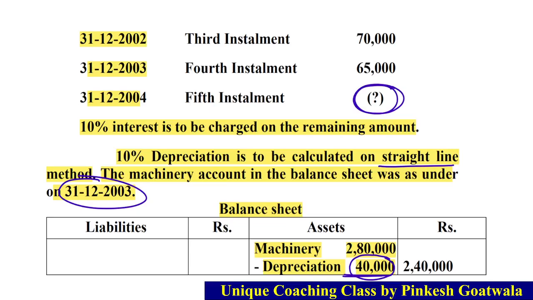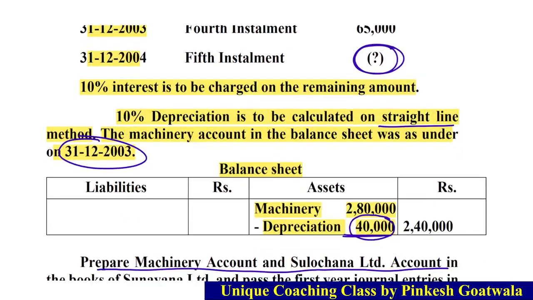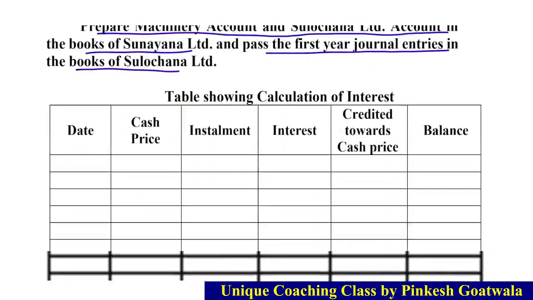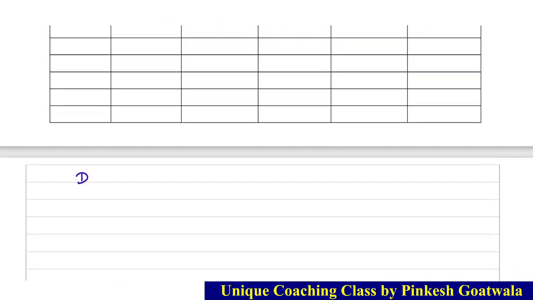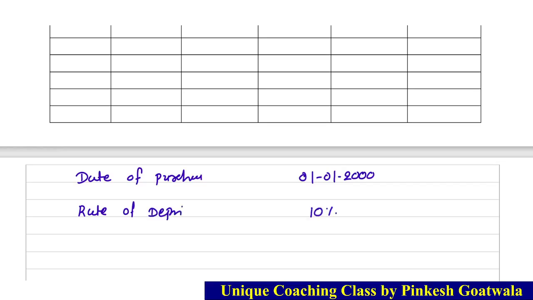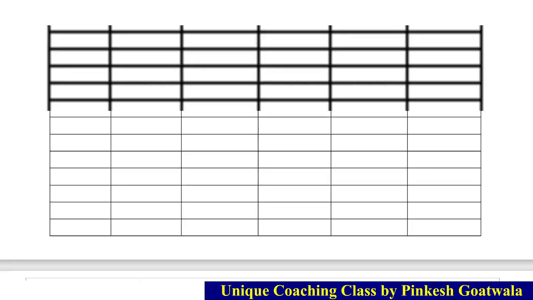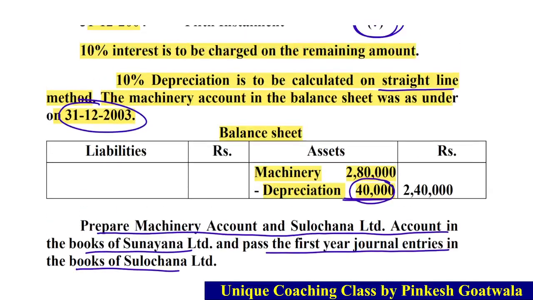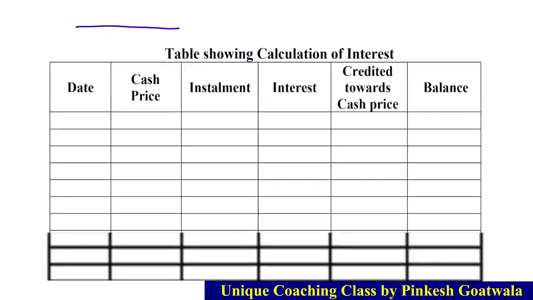Okay, so let's start our calculation. First of all, to find out cash price, the way we used to find out cash price. First write the sum amount. Okay, date of purchase. When it was purchased: 1st January 2000. Then rate of depre, it is given 10%. Straight line method. And amount of depre 40,000 on 31st December 2003.